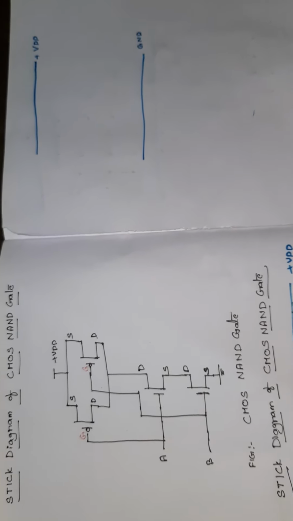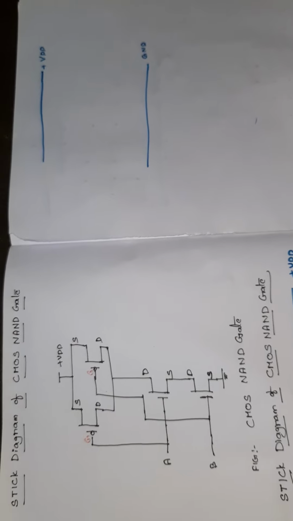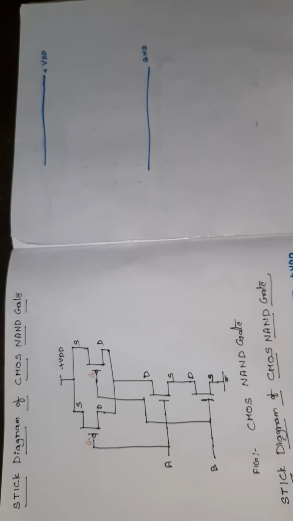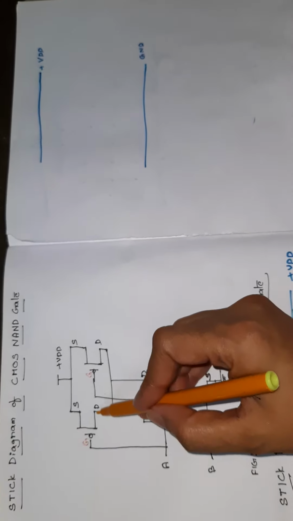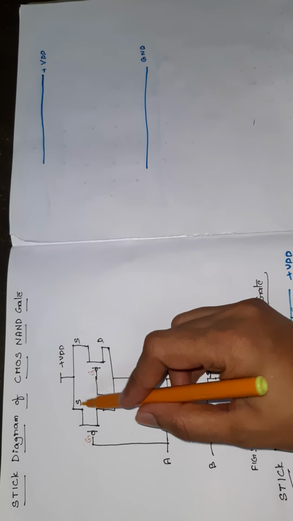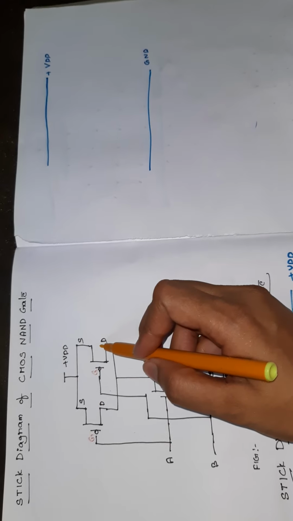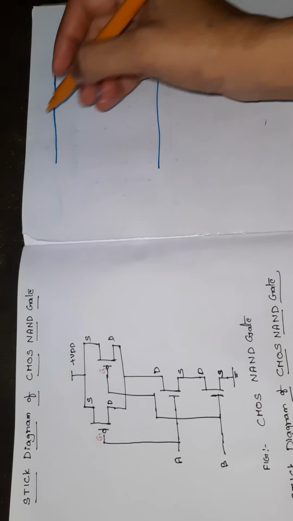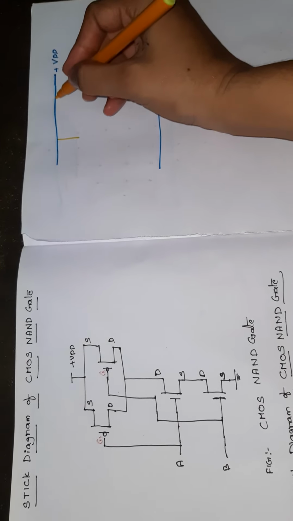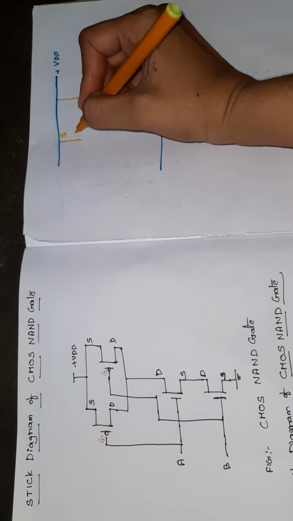After that, the second step, you have to draw the P diffusion and N diffusion. So P diffusion, which is the PMOS transistors' source and drain. So here the two transistors are connected in parallel to the plus VDD. So this is source, drain.